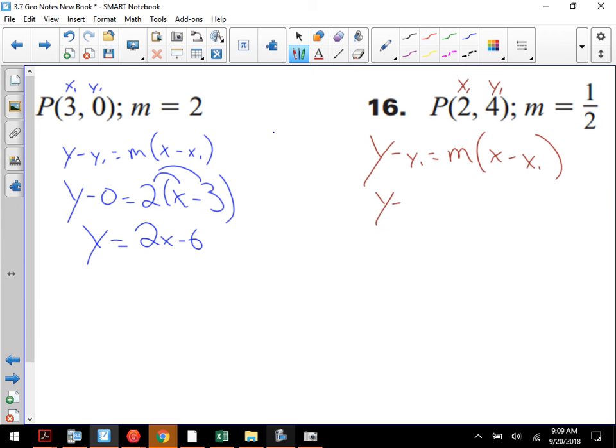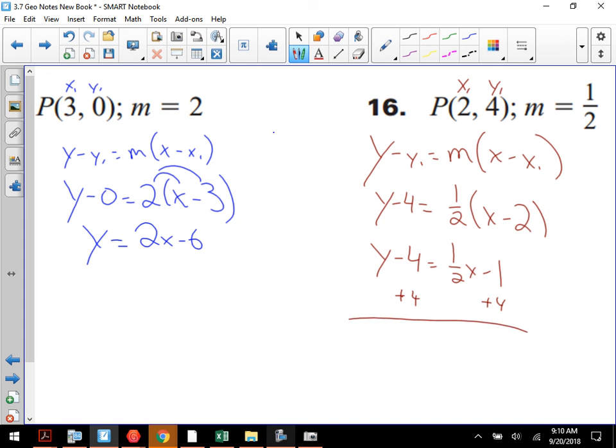Y minus 4 is your slope, 1/2 times (x minus 2). Distribute through, you just get 1/2 x, and what's half of 2? 1. So you get y minus 4 equals 1/2 x minus 1, and how do I move the 4? Add that 4 over. You got that.